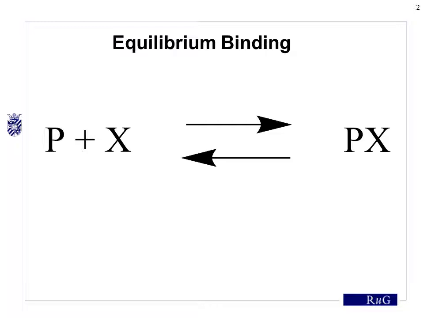Let's look at equilibrium binding. Equilibrium binding is actually very simple, and you are quite familiar with the principle of a chemical equilibrium. P, a receptor or an antibody, is incubated with X, a ligand, forming a receptor or antibody ligand complex, PX. This complex is formed with a certain equilibrium constant or affinity.